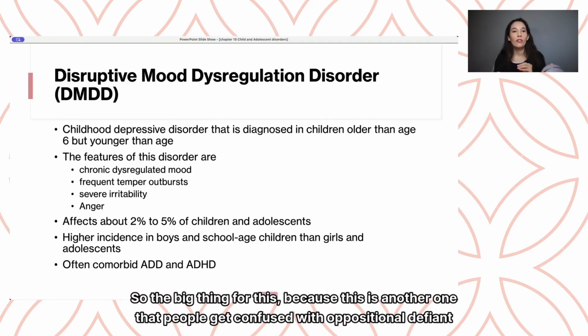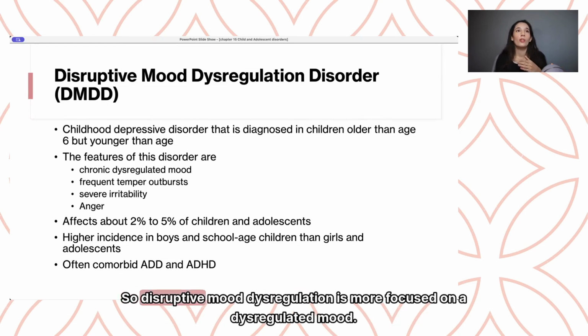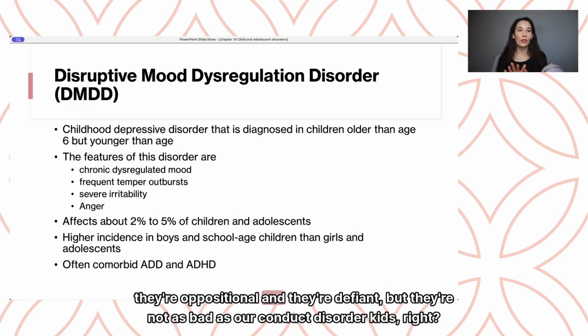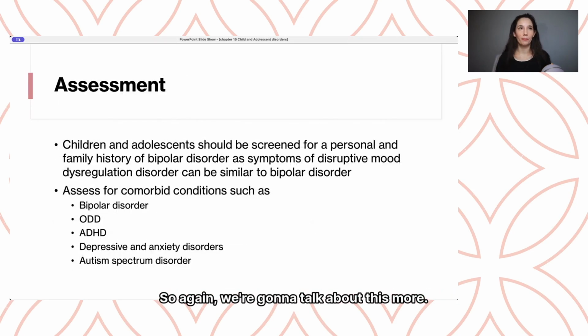So the big thing for this, because this is another one that people get confused with oppositional defiant disorder. So disruptive mood dysregulation is more focused on a dysregulated mood. Oppositional defiant is more based on, like, if you tell a child to do something and they're like, no, they're oppositional and they're defiant, but they're not as bad as our conduct disorder kids, right? But disruptive mood dysregulation is a disruption in the mood. So again, we're going to talk about this more.